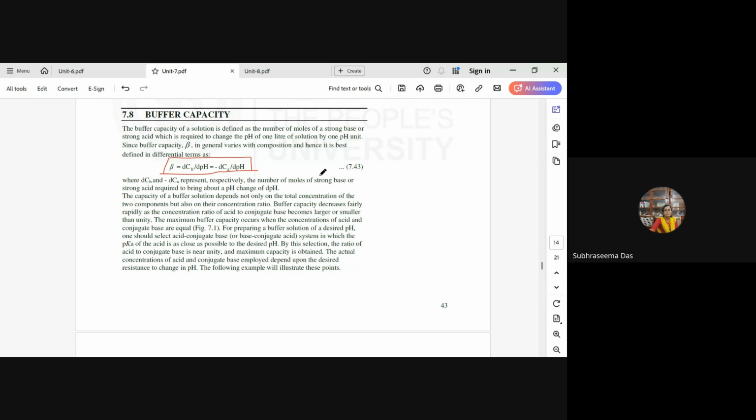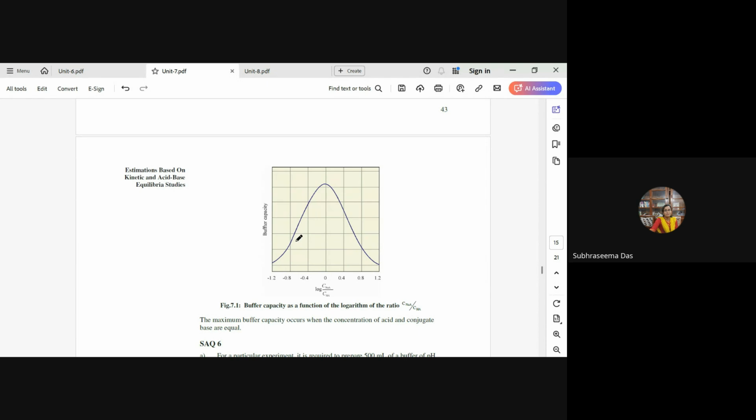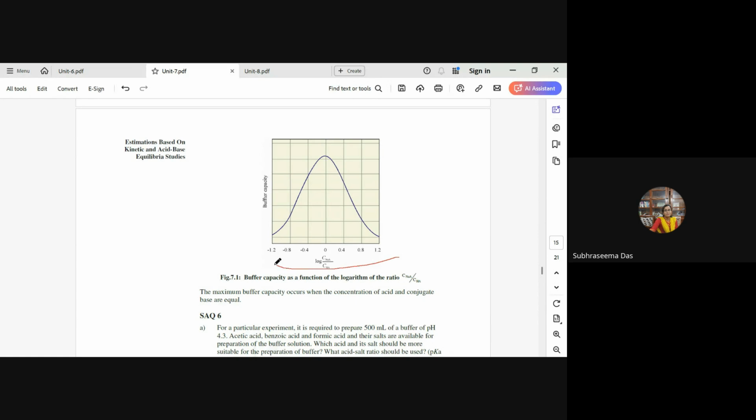So the capacity of a buffer solution not only depends on the concentration of the two components but also on their concentration ratio. Buffer capacity decreases fairly rapidly as the concentration ratio of acid to conjugate base becomes larger or smaller than unity. The maximum buffer capacity occurs when the concentrations of acid and conjugate base are equal. Here the change in buffer capacity as a function of the logarithm of the ratio of CA by CB is shown in figure 7.1.